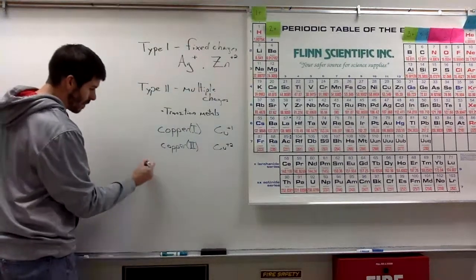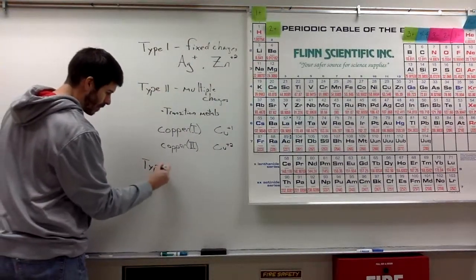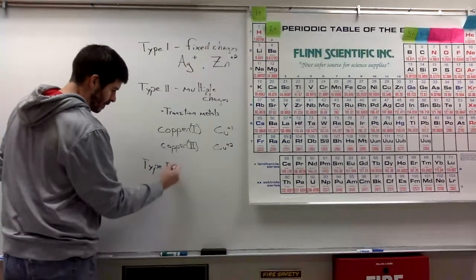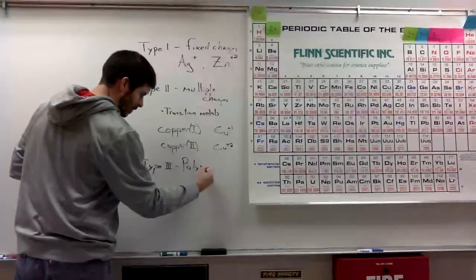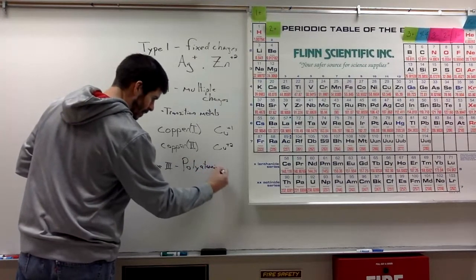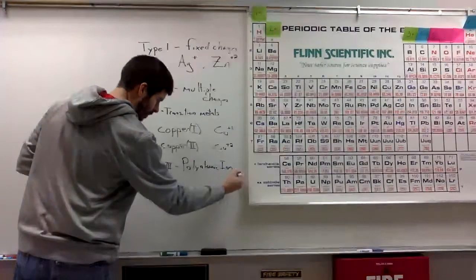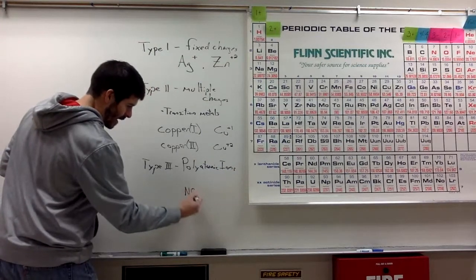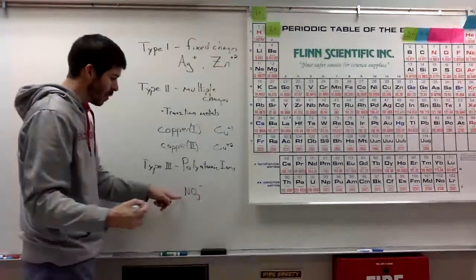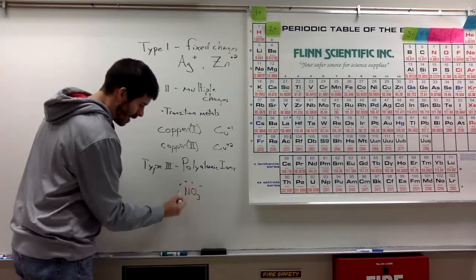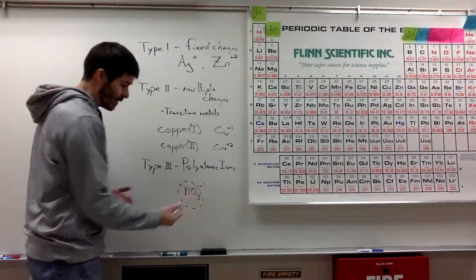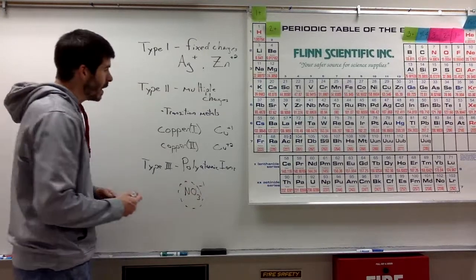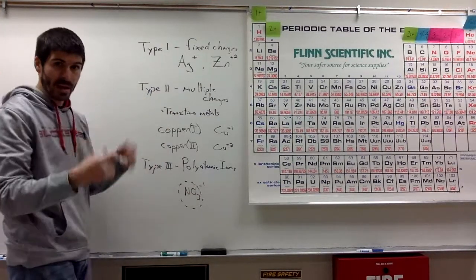And then the third type is polyatomic ions. And that's where we have a covalent molecule, a group molecule, that has a fixed charge. So nitrate is a -1 ion there. Now we can combine these with any metal ion that we want.